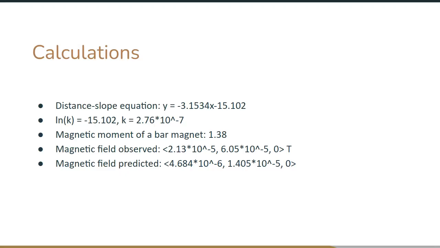My measured magnetic field was, in the x component, 2.13 times 10 to the negative 5, and in the y component, 6.05 times 10 to the negative 5. The magnetic field predicted was, in the x component, 4.684 times 10 to the negative 6, and in the y component, 1.504 times 10 to the negative 5.